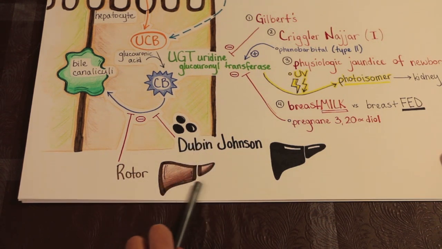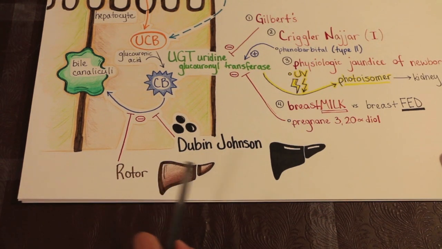And then finally, Rotor syndrome is very similar to Dubin-Johnson, as there is a defect of secretion of bilirubin across the canalicular membrane. But in Rotor syndrome, the liver is not going to be grossly black.